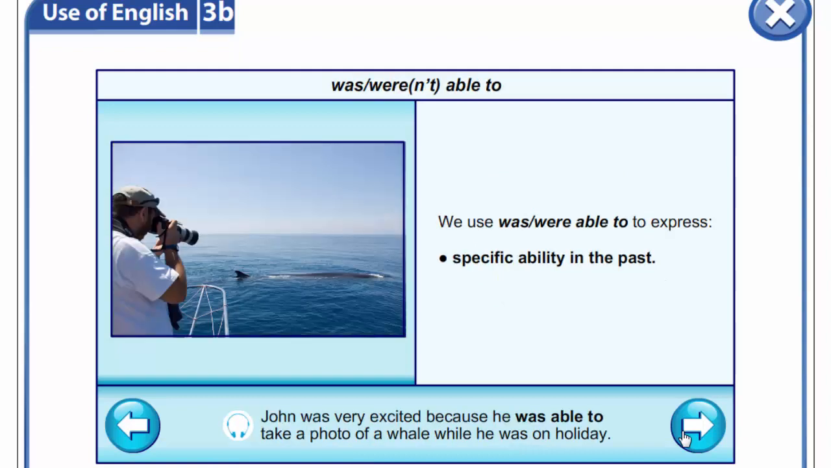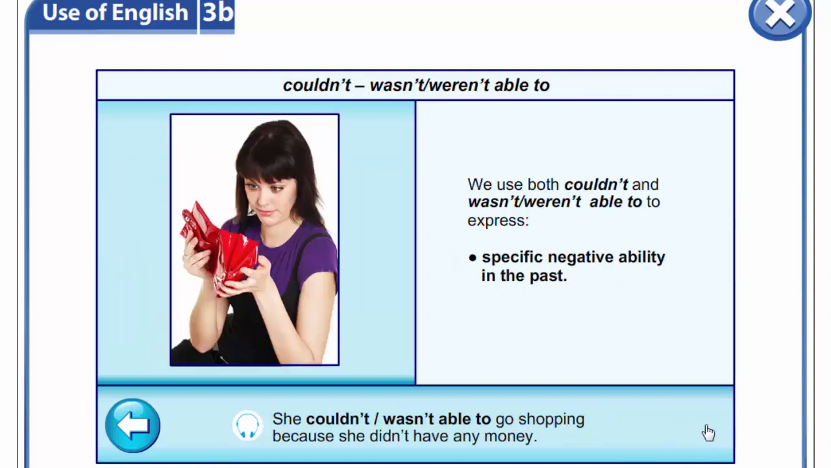We use was, were able to express specific ability in the past. John was very excited because he was able to take a photo of a whale while he was on holiday. We use both couldn't or wasn't, weren't able to express specific negative ability in the past. She couldn't go shopping because she didn't have any money. She wasn't able to go shopping because she didn't have any money.